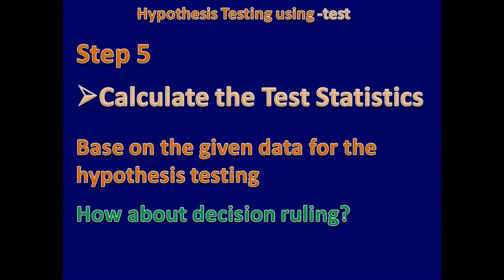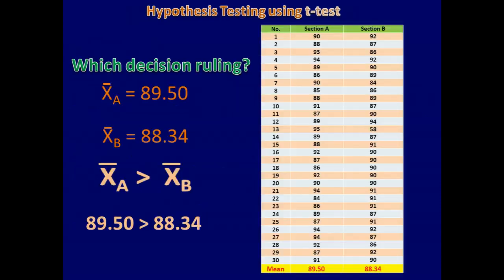Okay. Next, step 5. In step 5, we need now to calculate the test statistic, and that is based on the given data for the hypothesis testing. But before we calculate, we need to determine which of the decision rules that we presented a while ago is to be utilized. We have this type of problem. From this, we can now determine the type of curve as our decision rule.